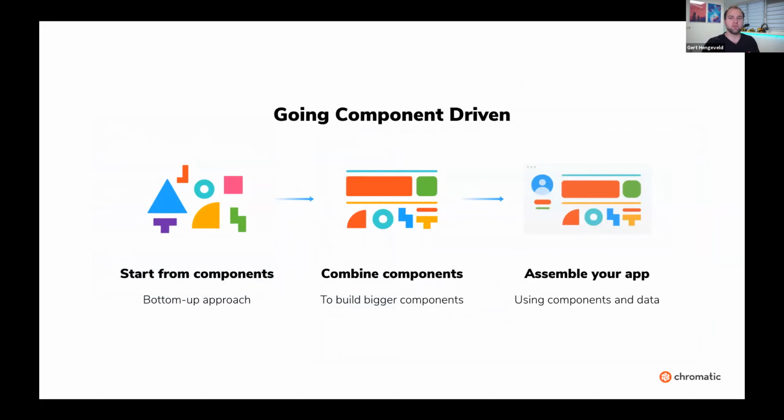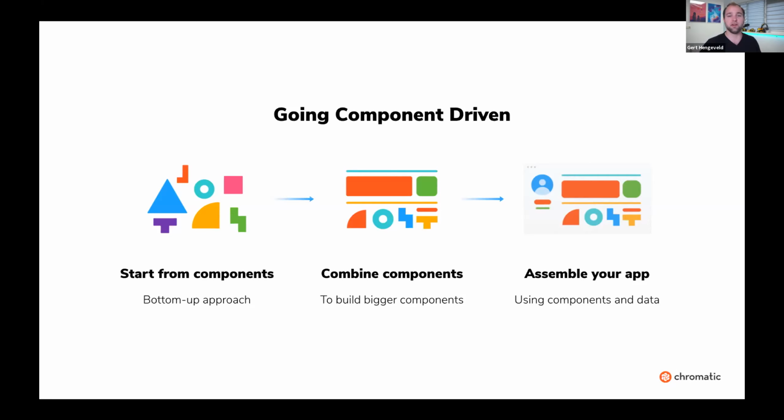All right, so going component driven means that you start from building these components in a bottom-up approach. Then you combine these components to form bigger components. So let me say very clearly that it is not the idea of Storybook to only be building these components, say a button or some toggle or some other kind of very small thing. No, the idea is that you use these components to build up bigger components.